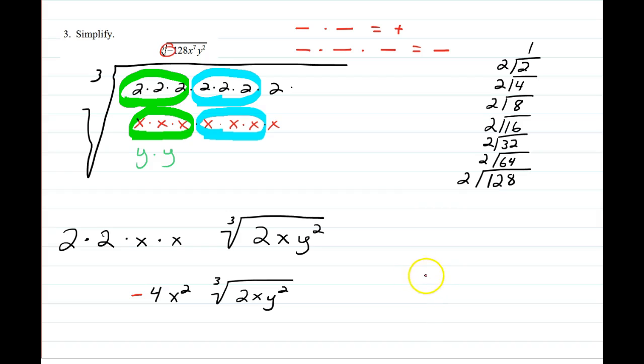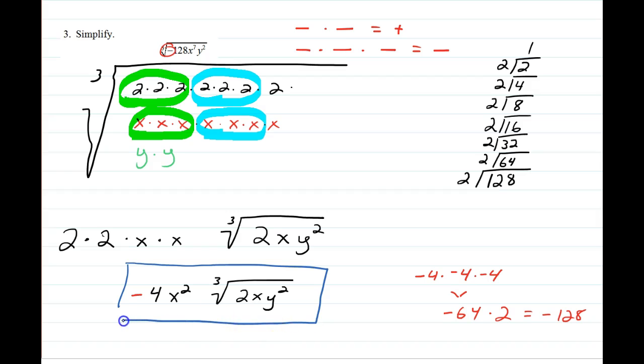And so if you want to just verify that, if you were to go negative 4 times negative 4 times negative 4, this would give you negative 64. And then times that 2 that's still on the inside, that would give you the negative 128 that's underneath the radical. And so our final answer here is negative 4x squared cube root of 2xy squared.